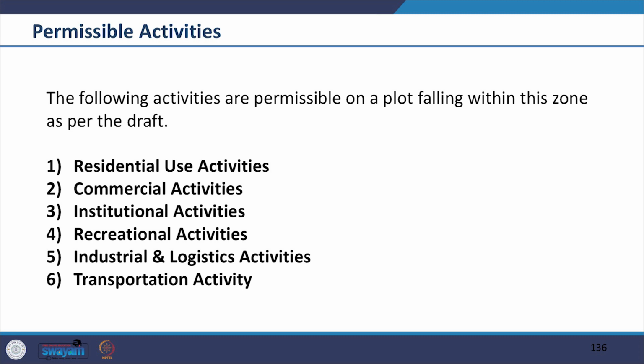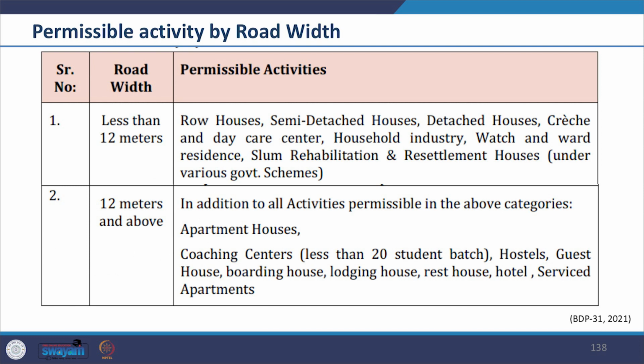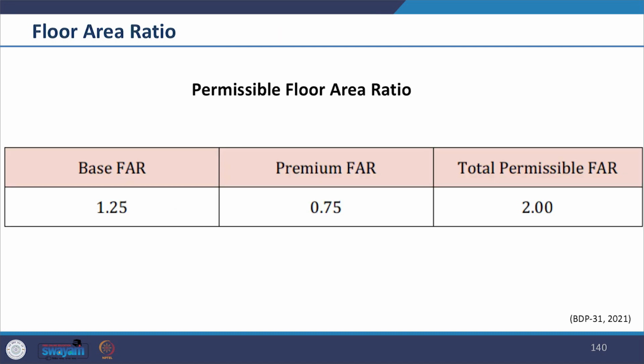The activities which are permissible in this zone are residential activities, commercial activities, institutional activities, recreational, industrial and logistic activities, as well as transportation activity. You may see here in the table permissible use along the roads which are 12 meter and above width. So you can see here in the table. You can also see the FAR in this particular zone.